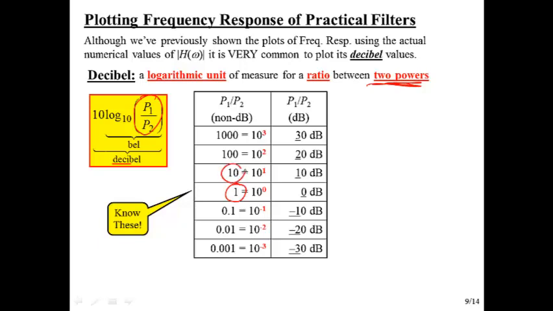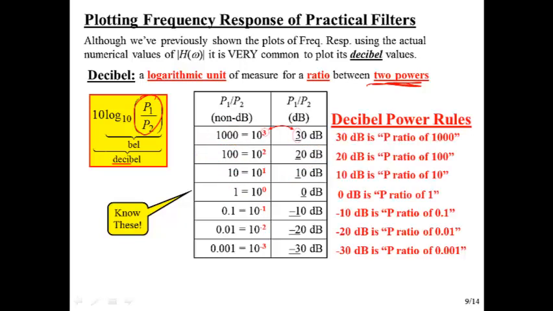Now, if our ratio is 10, then we have 10 dB, 100, 20 dB, 1,000, 30 dB. So you can see these go up very fast, but these go up much slower. And it's logarithmic. So the trick is very easy to capture here. It's whatever the power of 3. Well, the logarithm undoes that, so the log base 10 of 10 to the 3 is 3, then we multiply by the 10 and we get 30. So it's very easy to remember these rules. 30 dB is a P ratio of 1,000, 20 dB is 100, 10 dB is 10, 0 dB is 1.